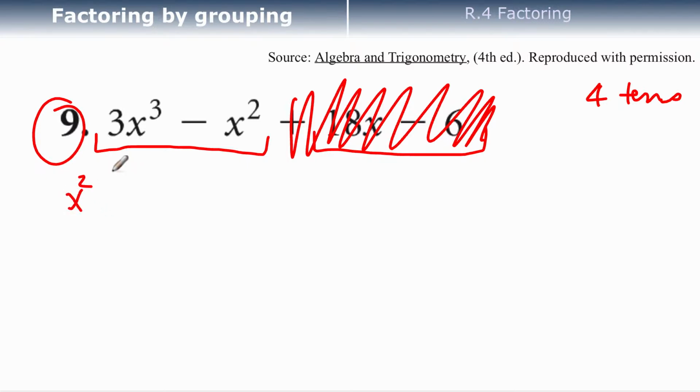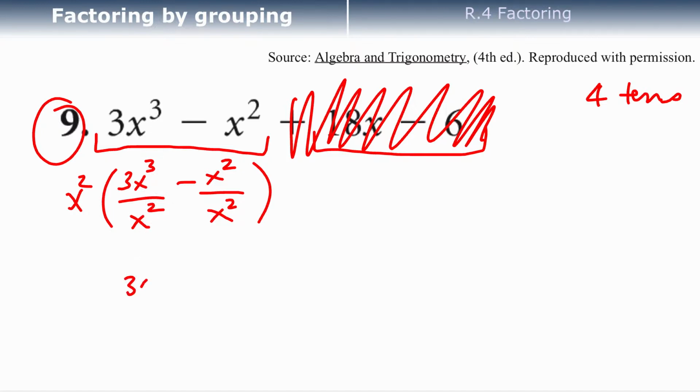Now you don't need to do this part that I'm going to do right here, but sometimes it helps some people. When you factor out an x squared, really what you're doing is dividing each term by x squared. I think I said x cubed, but x squared. So if you factor out an x squared, divide each term by x squared. In this case, when you divide those, you'd come up with 3x. When you divide these two, anything divided by itself is equal to 1. So this first one I factored by grouping, I got that.